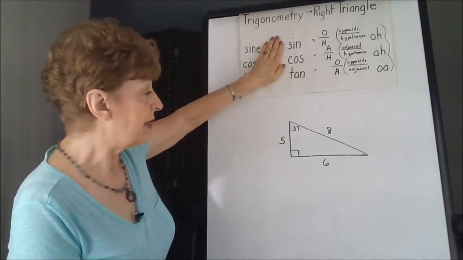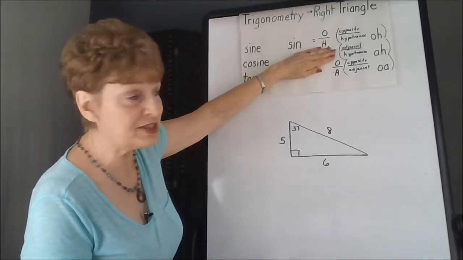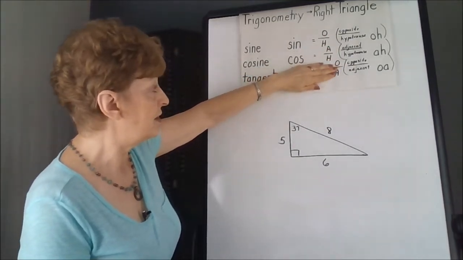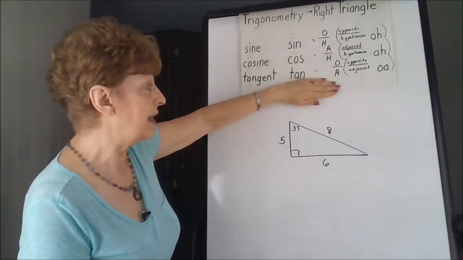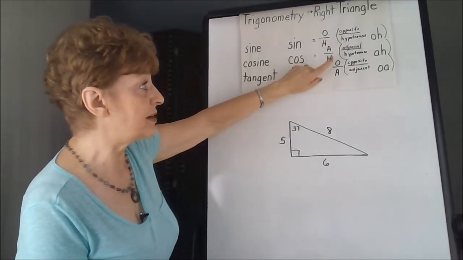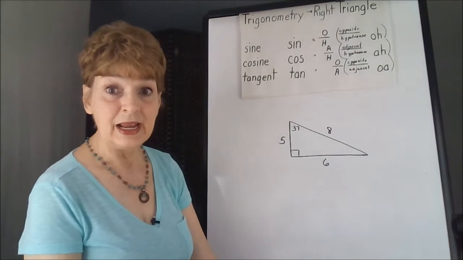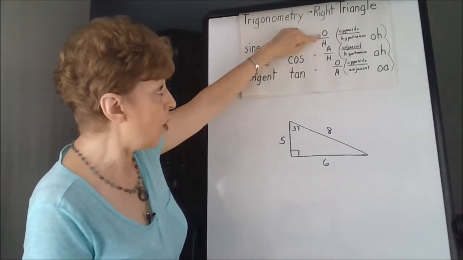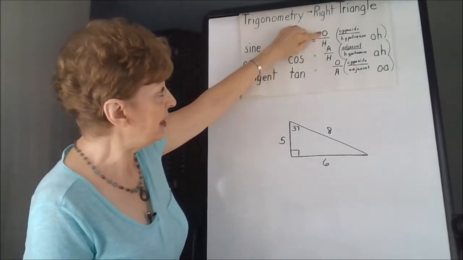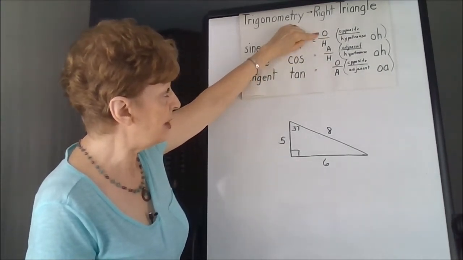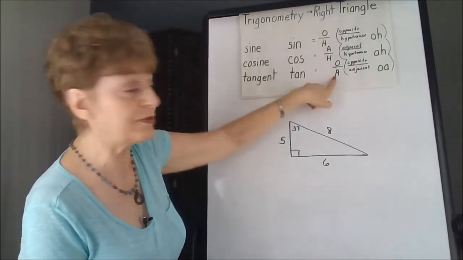is set up with opposite over hypotenuse. That's the sine. That's the formula for figuring out the sine. The cosine is adjacent over the hypotenuse, and tangent is opposite over adjacent. Now that's kind of hard to remember, but if you realize that this spells O, A, and then we are taking the top number, the numerator of the first one, and the O comes down, and the numerator of the second one comes down for tangent.